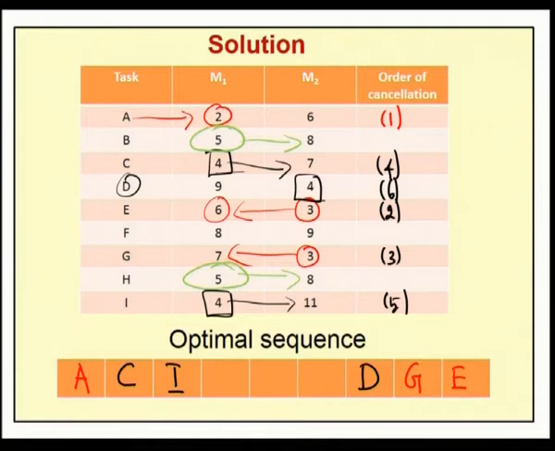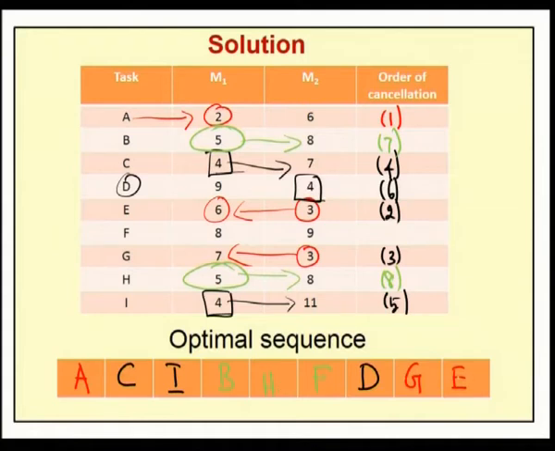So I'll select B first and H next. Since it comes under machine 1, we have to place this task next to the first. So here B and next H. So the order of cancellation is here 7 and here 8. So the only task left out is F, which should be placed here. So for this problem, the optimal sequence is A, C, I, B, H, F, D, G, E.